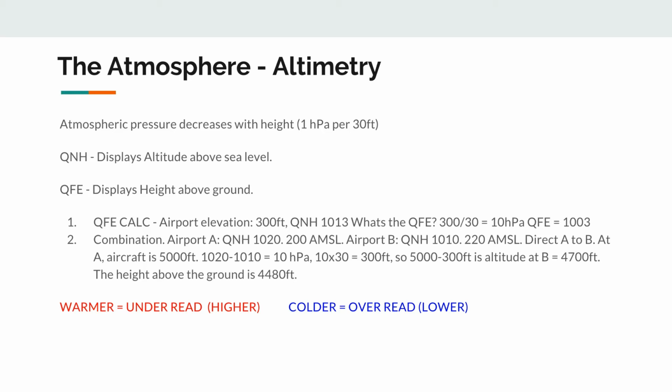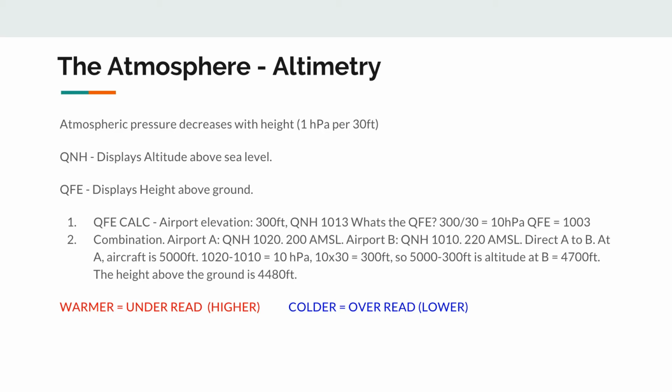You might get a combination question. So at airport A, the QNH is 1020, and it's 200 feet above mean sea level, and at airport B, the QNH is 1010 and 220 feet above mean sea level. So if you flew direct from A to B, at airport A the aircraft is at 5,000. Well, at airport B, because the QNH has dropped, the aircraft will be lower. So in actual fact, 10 hectopascals difference will cause a 300 feet difference, so you'll be 300 feet lower, so you'll be at 4,700 feet.